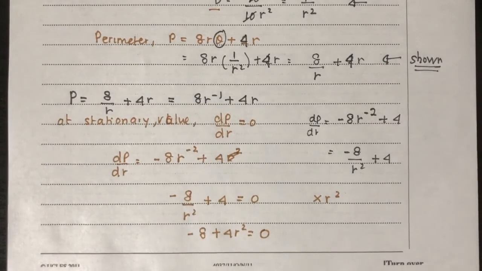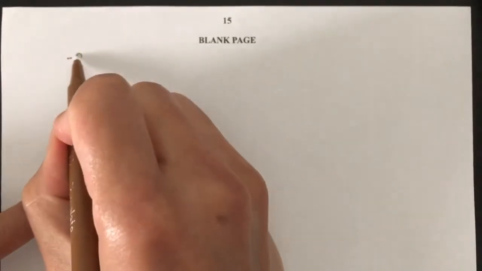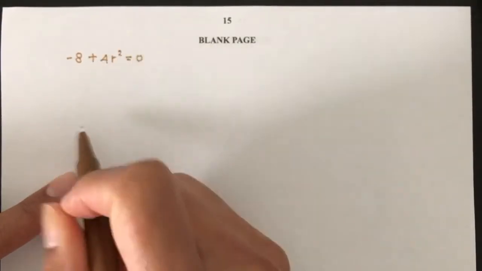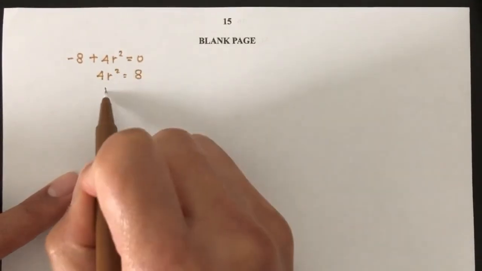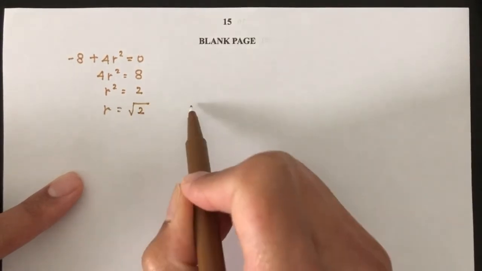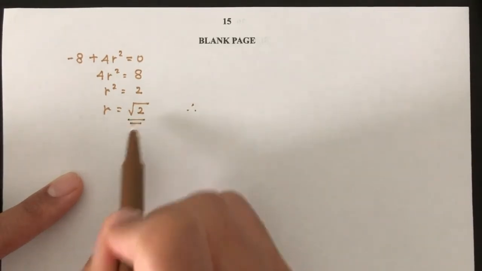Now let's bring this back to the next part. Let me find some space for this one. Let's do this here. So right now we have minus 8 plus 4r square equals 0. So 4r square is equal to 8. So r square is equal to 2. So r will be root of 2. That is your value of r that we need to find.